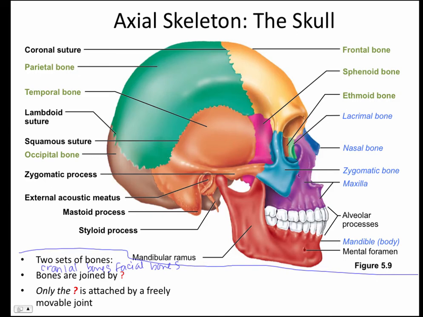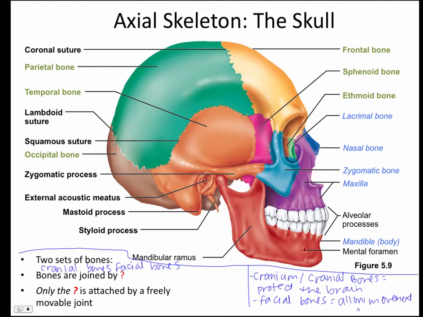And so cranial bones, what these do, so we can say cranium or cranial, these protect the brain. And then facial bones allow for movement of the face, as they serve as attachment sites for all those muscles. And so let's first go over what are the bones that comprise the cranium.